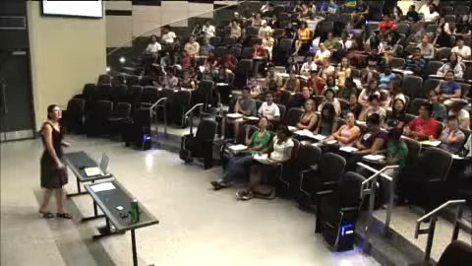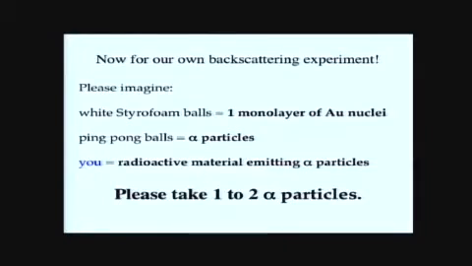So what we want to do now is see if we can understand how this backscattering experiment worked. So we will do our own backscattering experiment, and we'll ask you to imagine a few things. First is that we have this monolayer of gold particles. So let's see if Professor Drennan is able to help us out here.